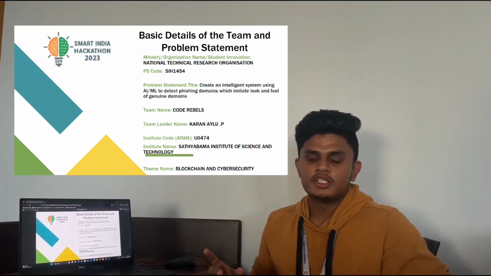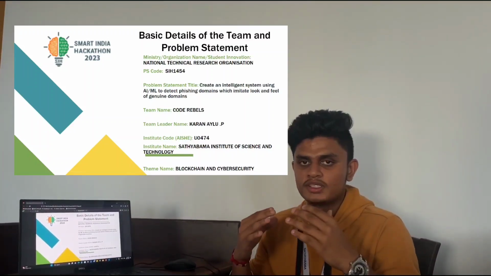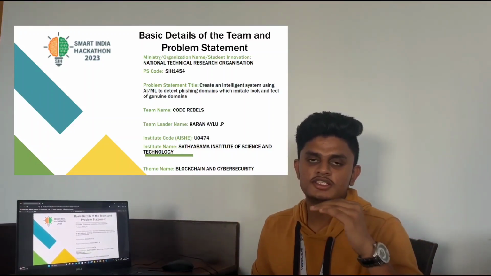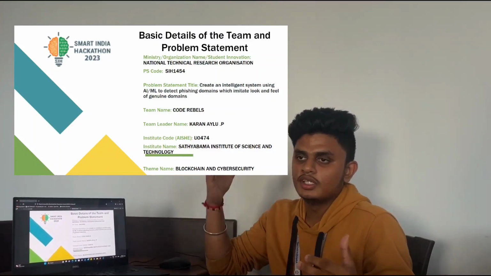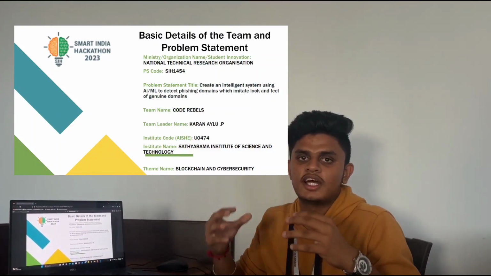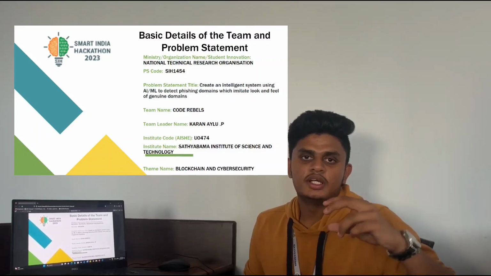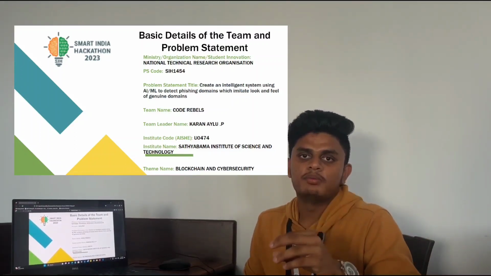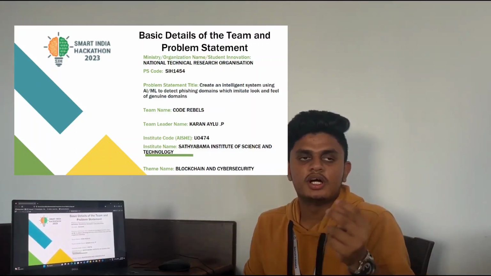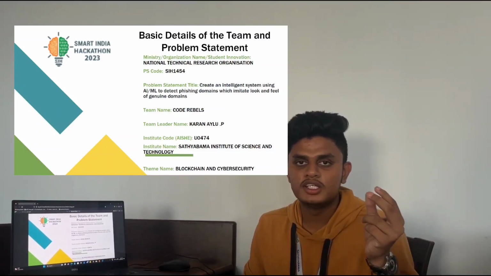The outline of the project is the user opens our interface. It's an interface. The interface consists of a chatbot. So our user gives the URL to the chatbot. The chatbot uses hybrid techniques to predict and provide output, like whether it is a phishing site or a legitimate site. So now I'll explain the process, what's all happening in our project.